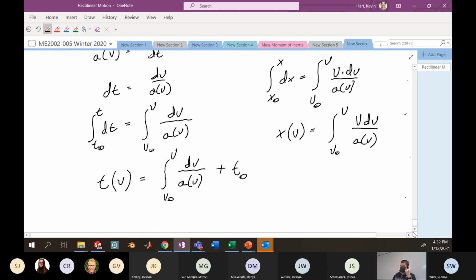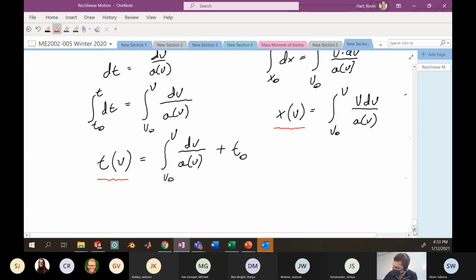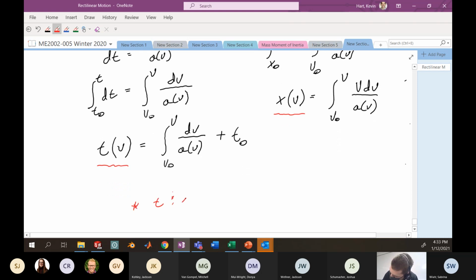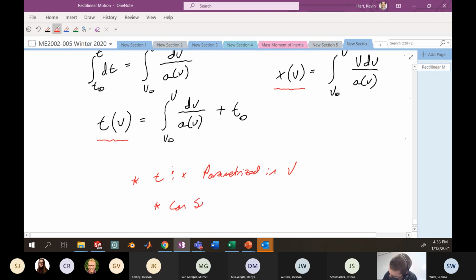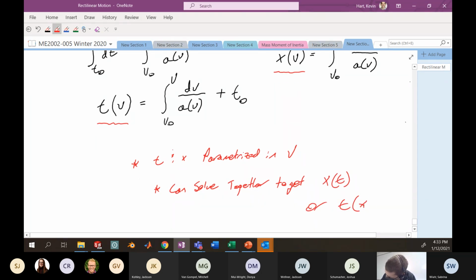These are two parametrized equations, which together would give you the position as a function of time. Hopefully you learned about parametrized variables or parametrized equations in your math class, right? A lot of times you might see like x as a function of time and y as a function of time, and you can use that to get like x as a function of y. Hopefully you've seen something like that in calculus. It's a very similar idea here. You have time as a function of velocity, and you have x as a function of velocity. So these are parametrized equations in v. t and x parametrized in v. So can solve together to get x as a function of t, or t as a function of x. One of those should be manageable.